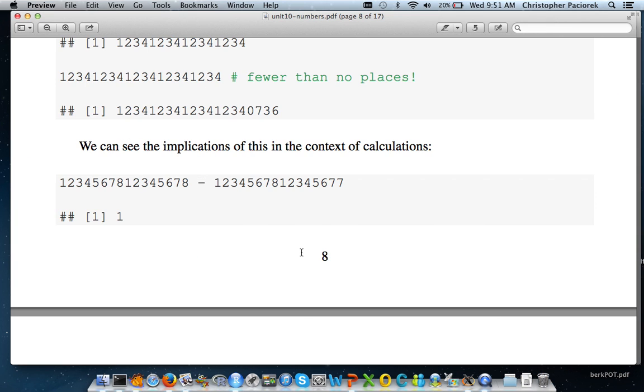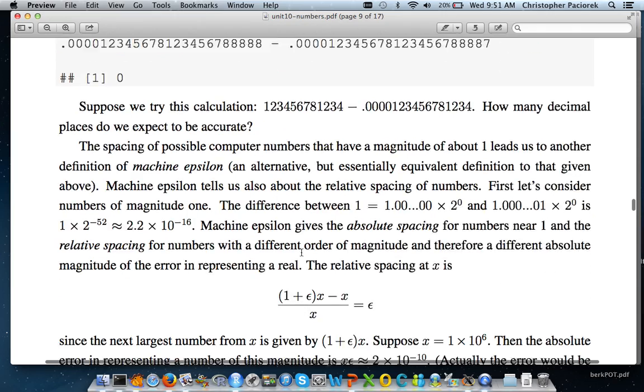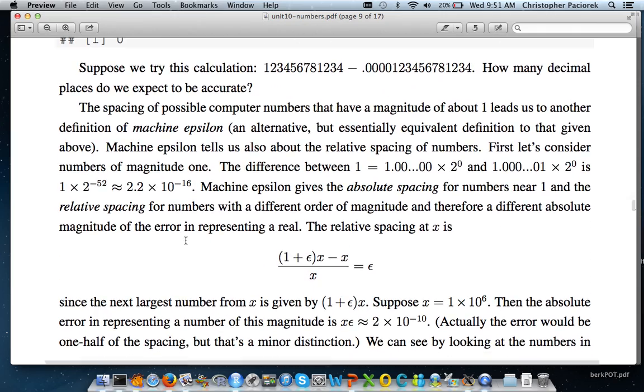Okay, so there's another definition of machine epsilon, which is basically telling us about the relative spacing of numbers. One way to define machine epsilon, which I'm calling epsilon here, is, first, let's think about numbers that are right around 1. So here's 1, 1.000 up to the 52nd position times 2 to the 0. And here's the next incremented number where I just increment the 52nd bit to be a 1 times 2 to the 0. The difference between those two numbers in absolute terms is 2.2 times 10 to the minus 16. So that's what we saw to be machine epsilon.